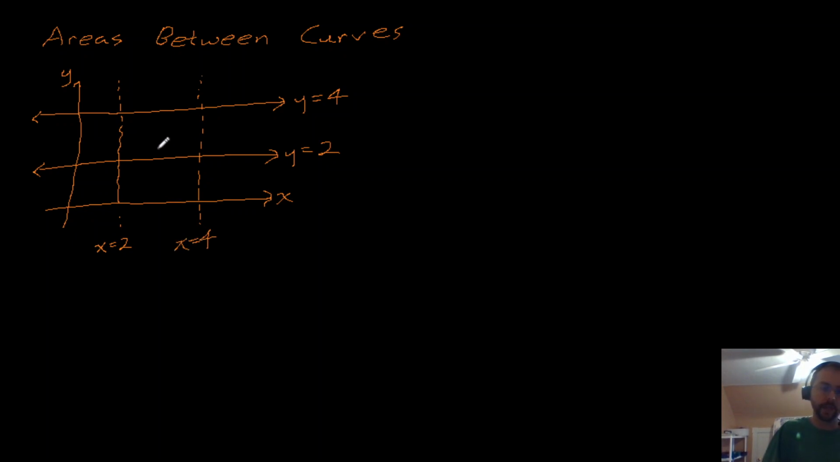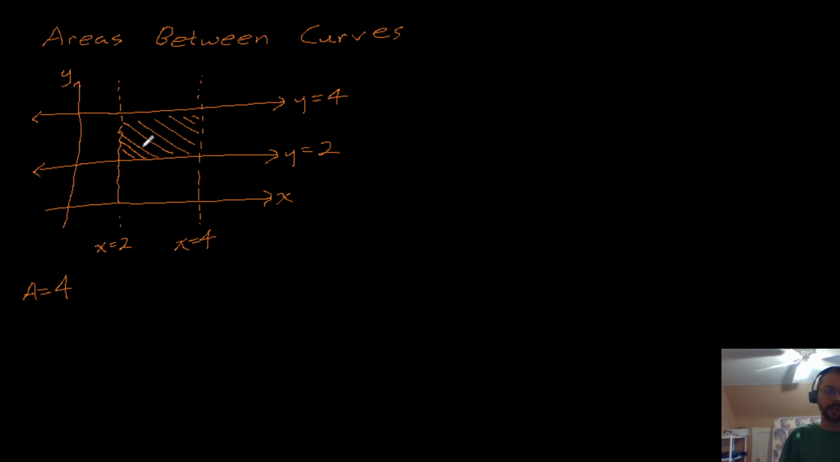And what we want to find, let's say we want to find this area in the center here. Obviously, we can just calculate this in our heads because we know 4 minus 2 is 2. So this length is 2, and 4 minus 2 is 2. This length is 2. 2 times 2 is 4. So we already know, because this was a very simple example, that the area needs to equal 4. But let's see if we can use calculus to find this so that we can do the same thing with more complicated curves.